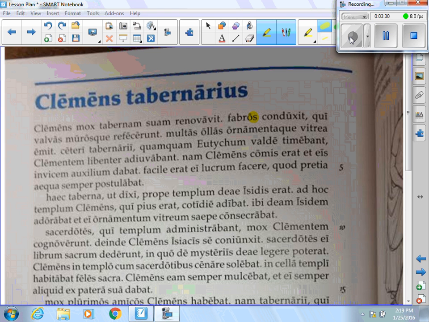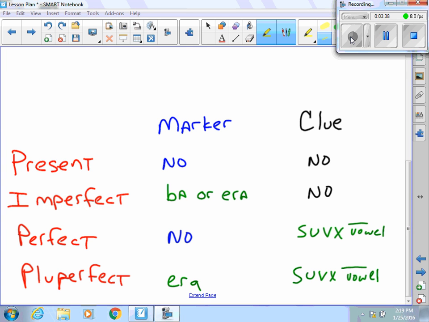The next thing I want to do is look at my verb. In this case, the first verb I have is conduxit. Now I need to ask myself, what tense is it? Does it have a marker? Does it have a clue? In this case, does it have a marker? The answer is no, it does not. So it can't be imperfect, which is -ba, or pluperfect, which is -era.